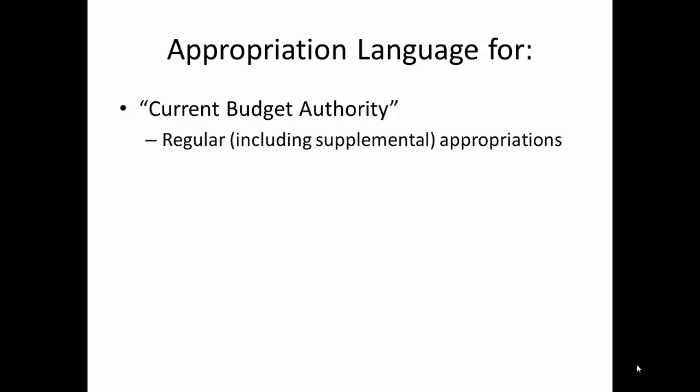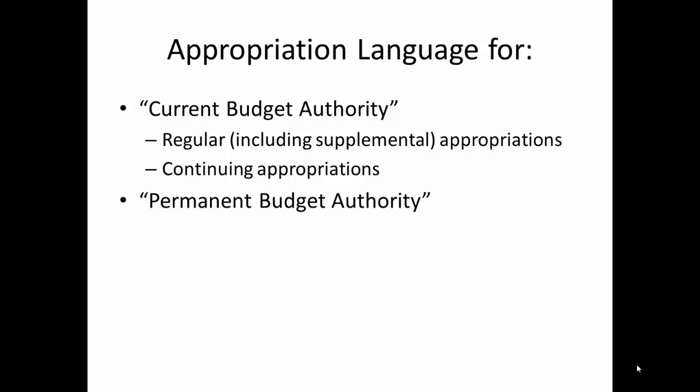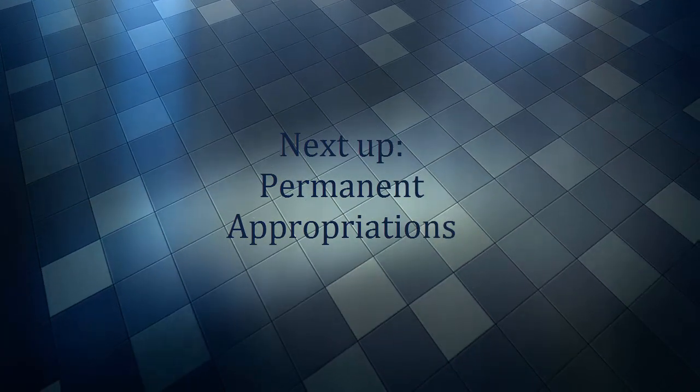In modules 1 and 2, we've discussed the appropriating language of two types of current budget authority: regular, including supplemental appropriations, and continuing appropriations. In Module 3, we will discuss the language of permanent budget authority. This is budget authority that is available as the result of previously enacted legislation. As we will see, this type of language generally lacks the structure that we have seen in Modules 1 and 2. Next up, permanent appropriations.